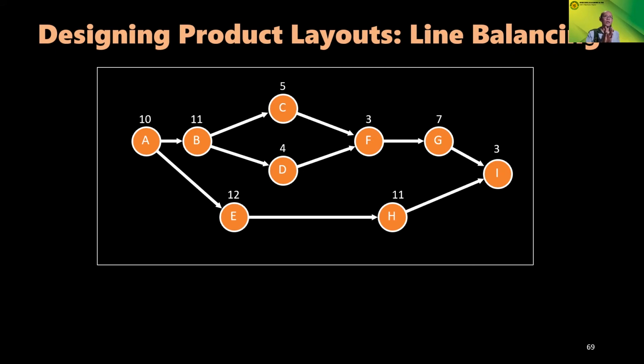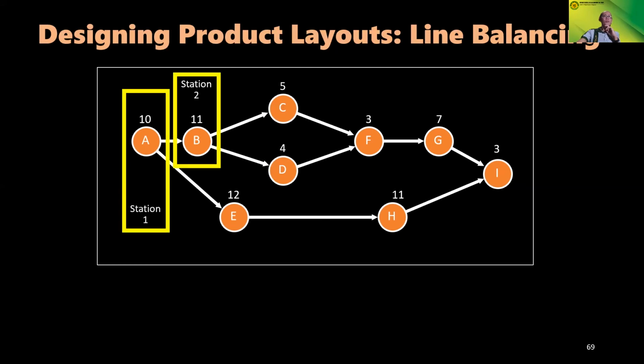So kung imong i-minus ang 10 sa 12, 2 minutes na lamang ang mabilin. Ang nagsunod sa A, B, ug E. Ang B na 11 minutes, ang E na ay 12 minutes. So therefore, dili nimo pwedeng ibutang ang A ug B in one station or ang A, B ug ang E. Dili nimo pwedeng ibutang og one station. Likewise, di po nimo pwedeng ibutang og one station ang B ug ang E kay mulapas sila sa cycle time which is only 12 minutes.